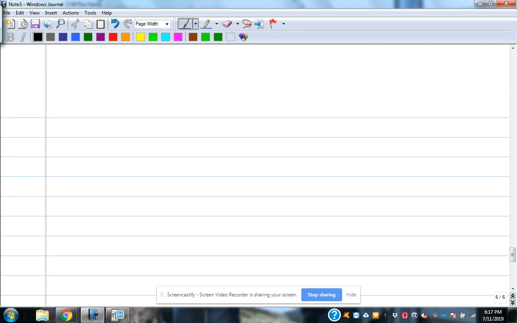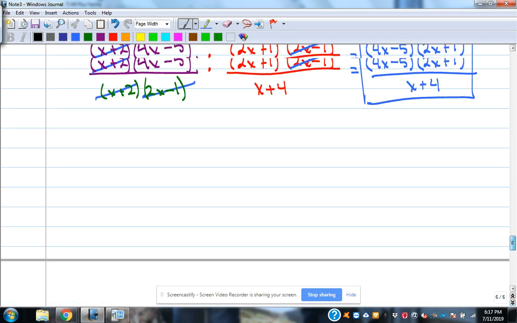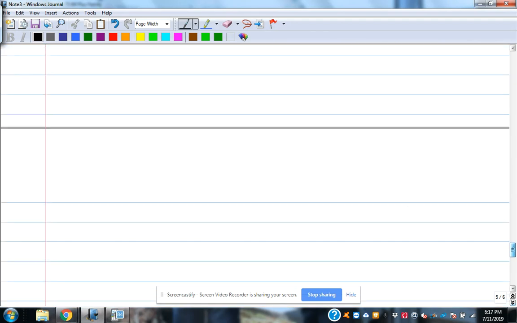Let's do one that's got a cube thing in it, just to review that, because we haven't done that a whole lot. So let's do a cubed one, and then we'll do a division problem, and we'll be out of here.